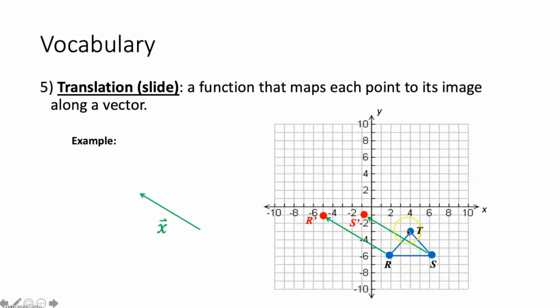Same thing with point T. I'm going to attach our vector X to point T and slide point T along vector X to where I get my image. Again, T prime is the image of point T after it's been translated along vector X. There is the image of triangle RST after it's been translated along vector X.